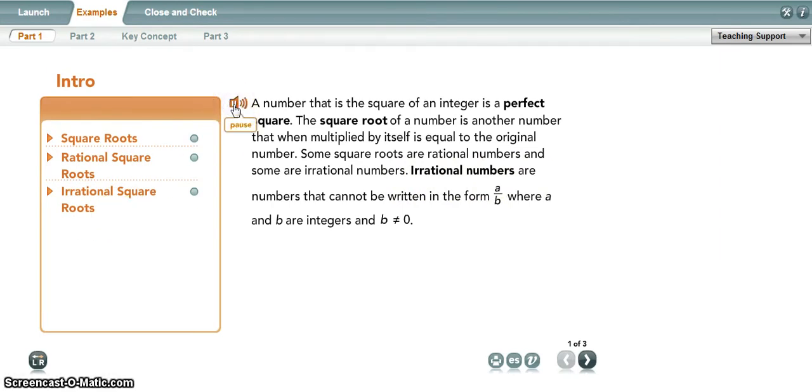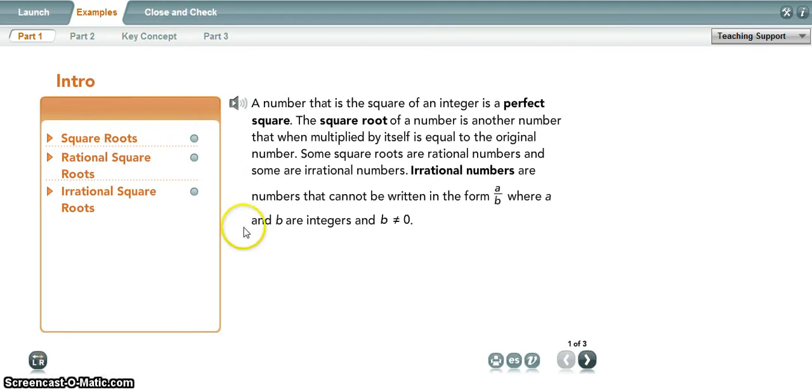A number that is the square of an integer is a perfect square. The square root of a number is another number that, when multiplied by itself, is equal to the original number. Some square roots are rational numbers and some are irrational numbers. Irrational numbers are numbers that cannot be written in the form a divided by b, where a and b are integers and b does not equal 0.